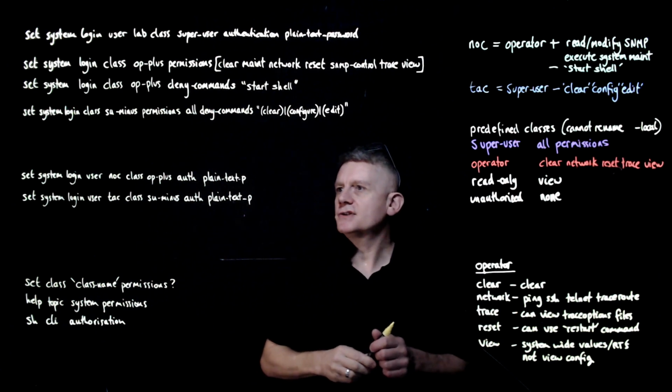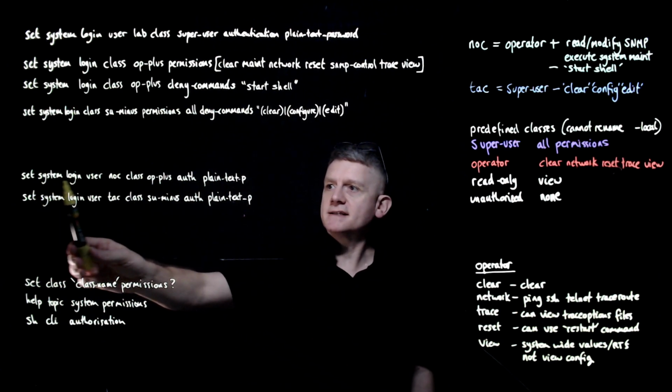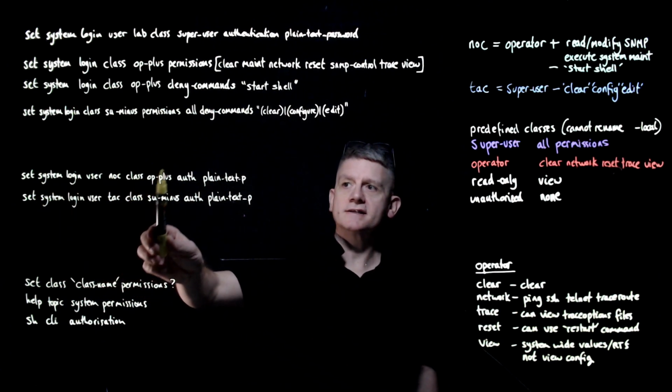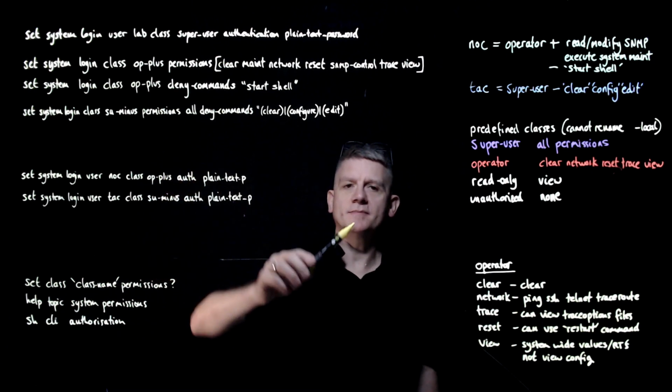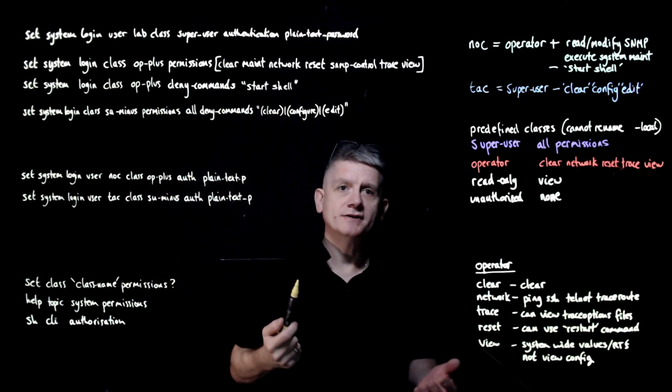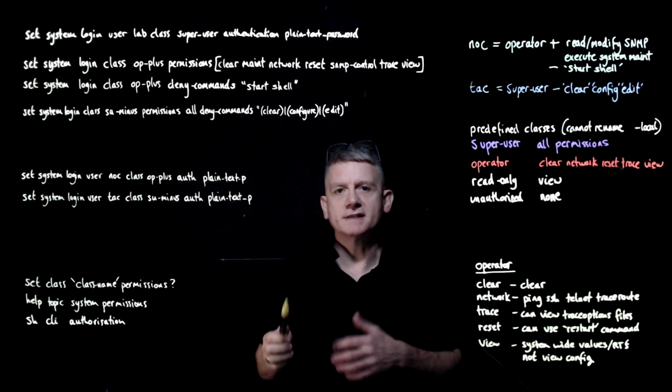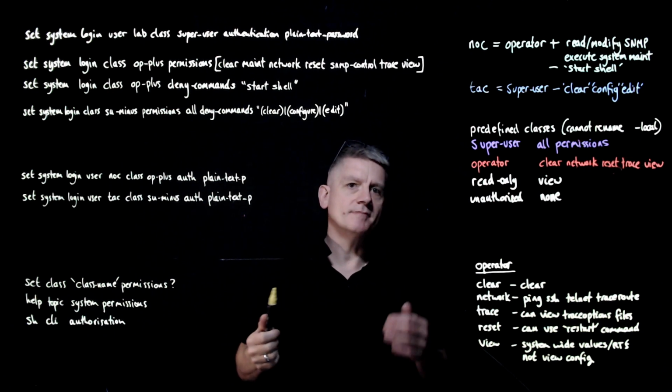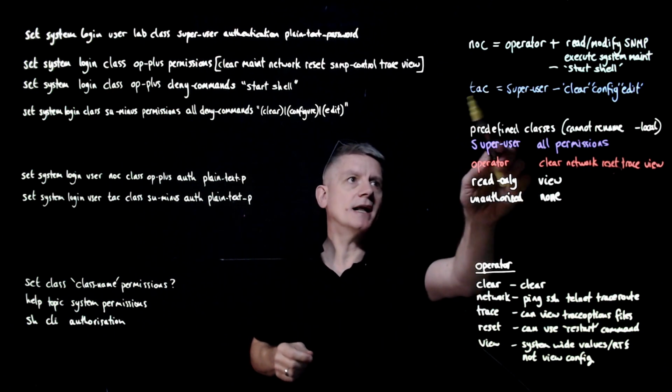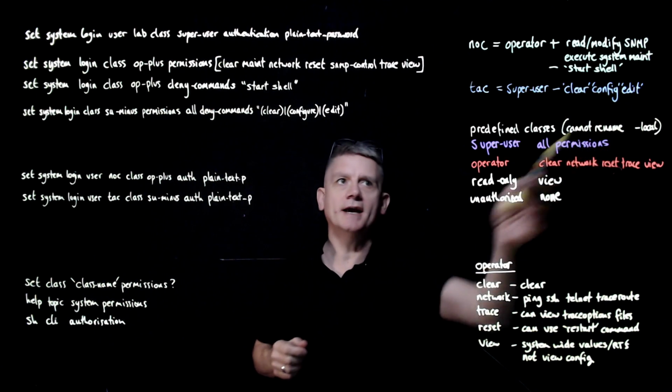Okay, so we can now add our user. Set system login user knock class op+, authentication plain text. So our last user is going to be adding into a class that's similar to super user, but with some major restrictions. It's not allowed to clear, configure or edit.